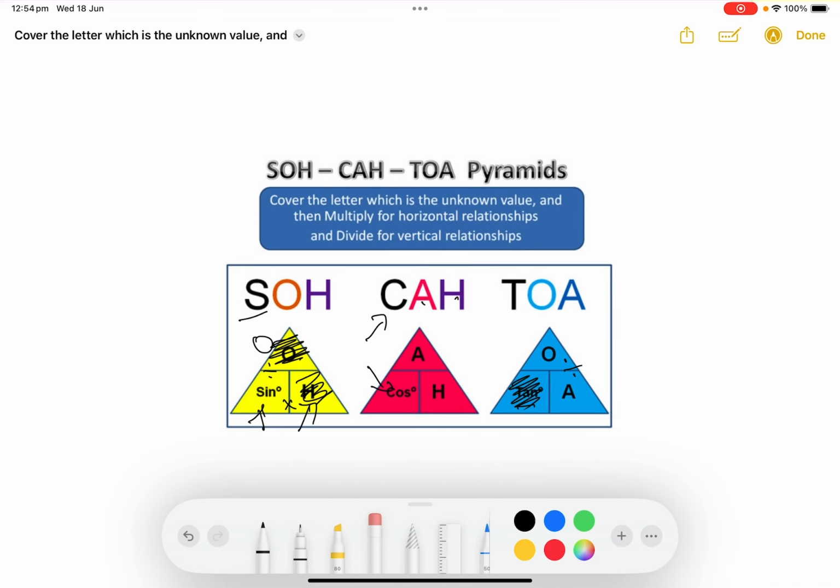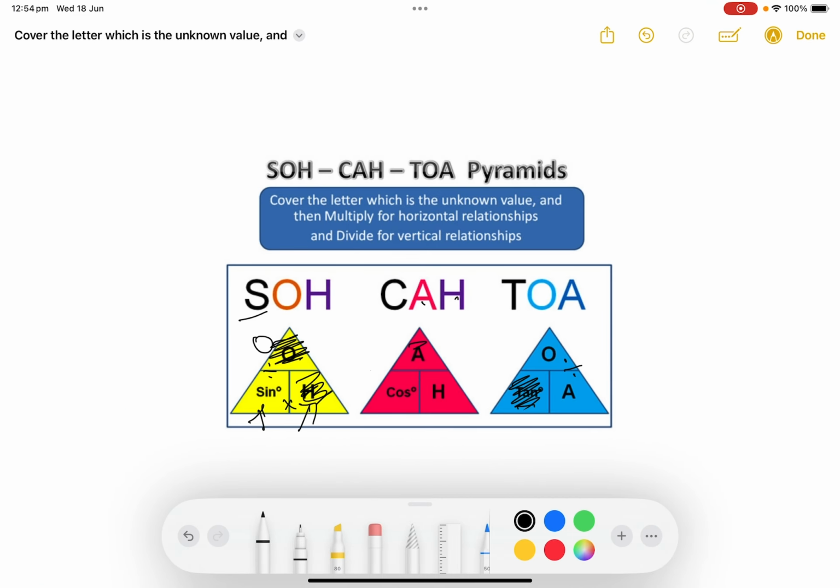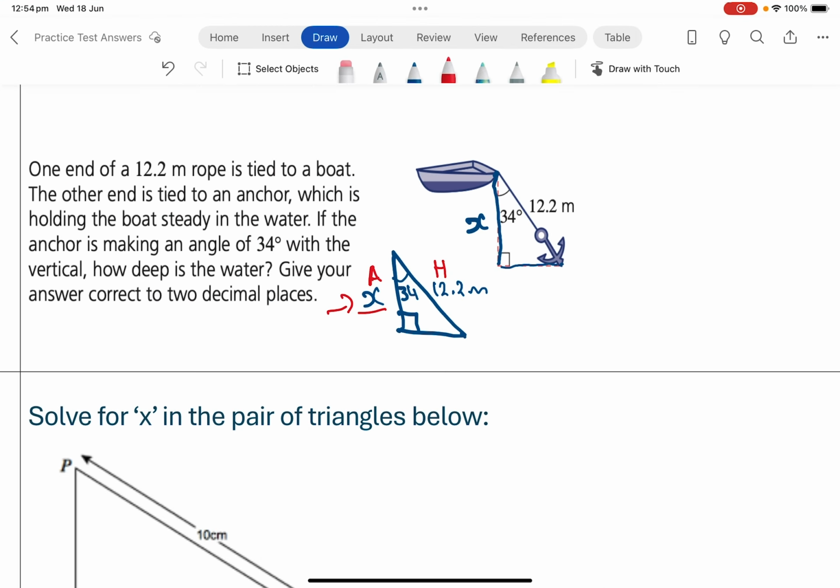So I'm going to go over to my cosine pyramid, and because I'm trying to solve for the adjacent side, I'm going to cover the adjacent side. I'm left with cos theta times, remember across this line it's times the hypotenuse. So the adjacent side equals cosine of theta times the hypotenuse. In this case, theta is 34 and the hypotenuse is 12.2. Cosine of 34 times 12.2 in my calculator gives me 10.11 meters.